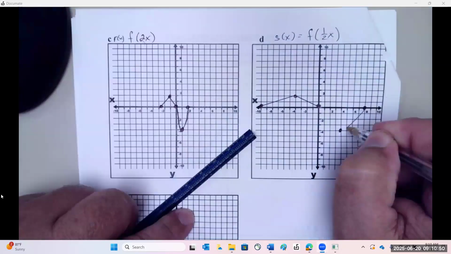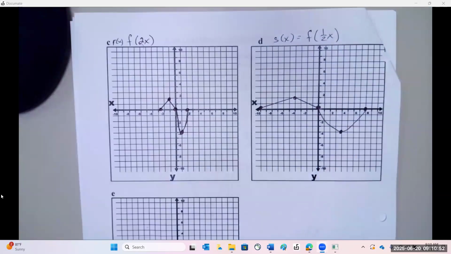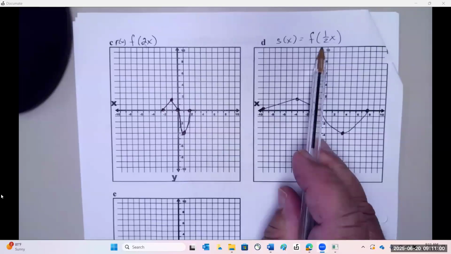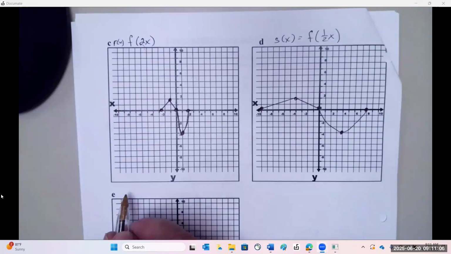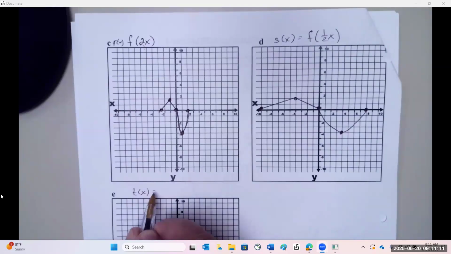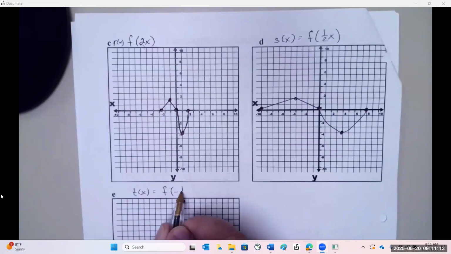Remember, it's opposite. Since it's a fraction inside there, what happens horizontally to the graph? It stretches horizontally because it's a fraction. And the last one, t of x is equal to f of -1/2 x.